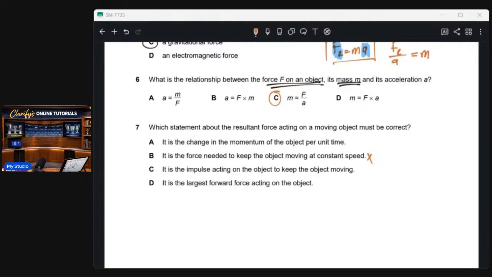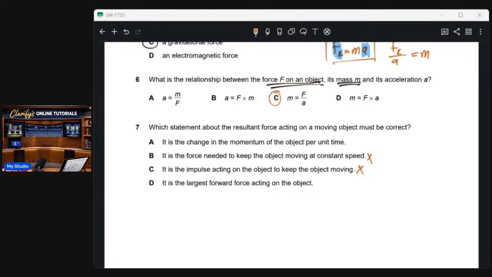Yeah. It is the impulse acting. No. Impulse is force times time. It's force times time, so it can be impulse. It's change in momentum. Then here, it is the largest force acting on an object.